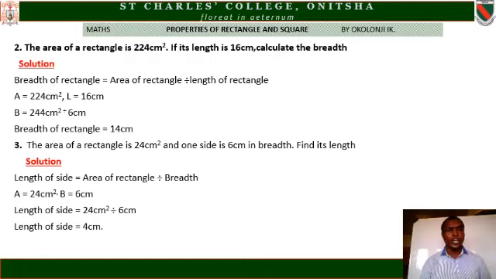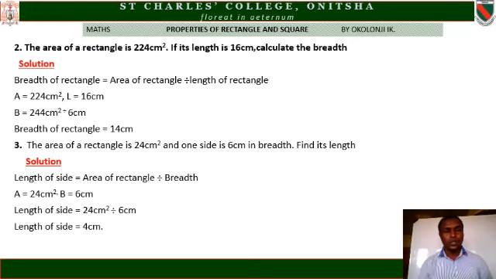In the question, area of a rectangle is given to you to be 224 centimeters square. The length also is given to you to be what? 16 centimeters. Substituting it, you have breadth is equal to 224 centimeters square divided by 16 centimeters. What do you understand there? You can find out that centimeters will cancel centimeters and you're left with 1 centimeters. So the breadth of a rectangle there is equal to 14 centimeters.